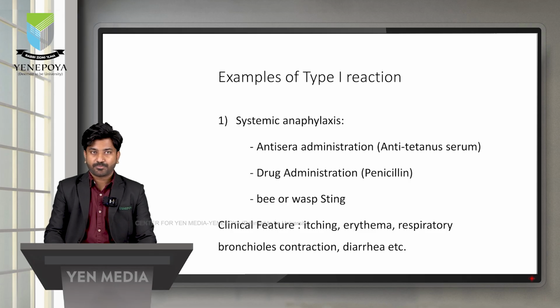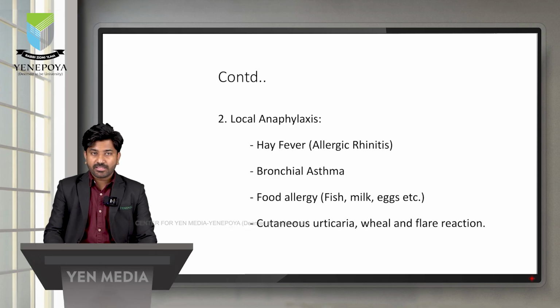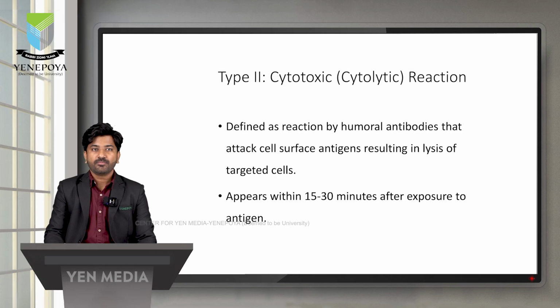can also be seen. Local anaphylaxis: we have hay fever, also called allergic rhinitis, bronchial asthma, and food allergy in some cases, such as fish, milk, eggs, etc. can also cause type 1 hypersensitivity reactions. Cutaneous urticaria, wheal and flare reaction will be seen in the local anaphylaxis reactions.